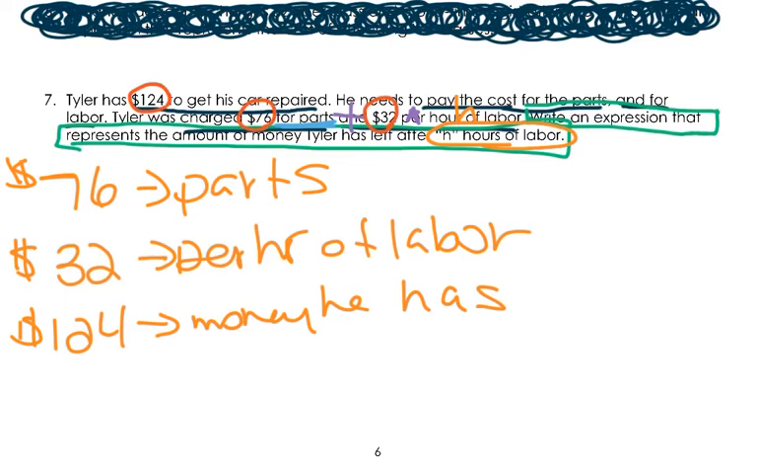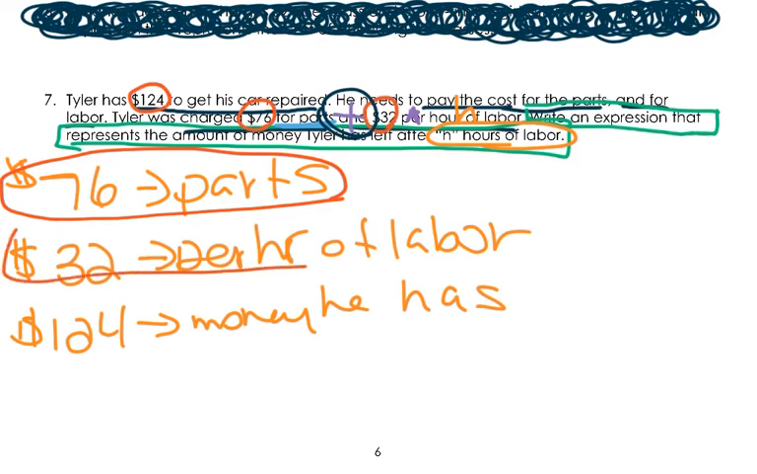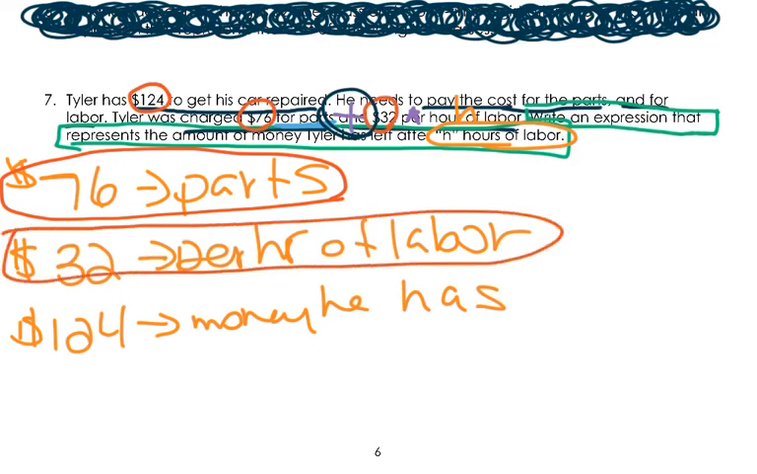If I'm looking at this, what I would want to do first is try to write out the equation, the expression. So I know that if I take the parts and I add it, because this is the operation right here, to this is how much he is spending. So I would have 76 plus 32 per means multiplication, so 32H.